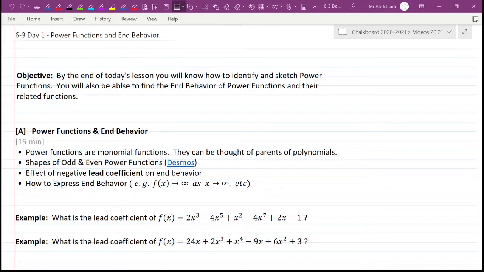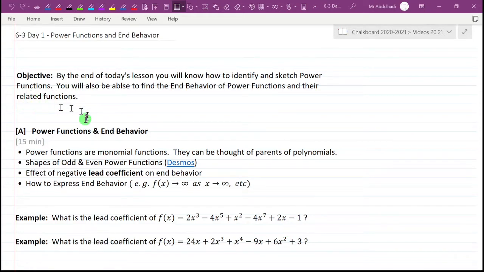Okay, welcome back. We're going to be talking about power functions and end behavior today. We're going to be working on section 6.3, and it's going to take 3 days to get through this. We're going to be learning how to graph functions of higher powers than what we're used to. And it's going to require us to start with small things and work our way up.